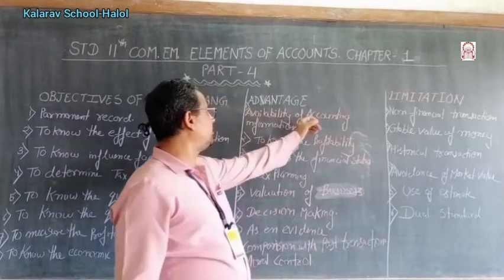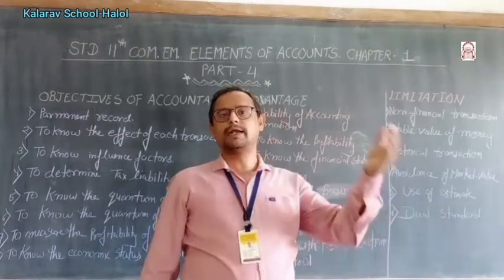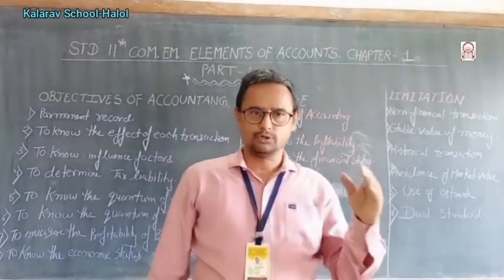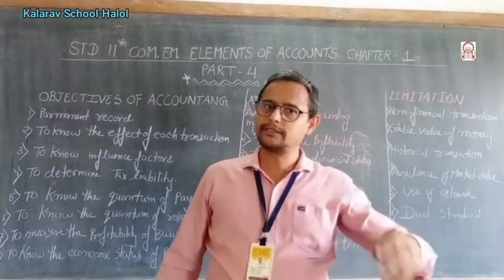First, availability of accounting information. It means if something is written, then only you will get the advantage of that. You can take the reference. So many other things you can do with the help of a record. If the record is not there, then it is just like a fluke.